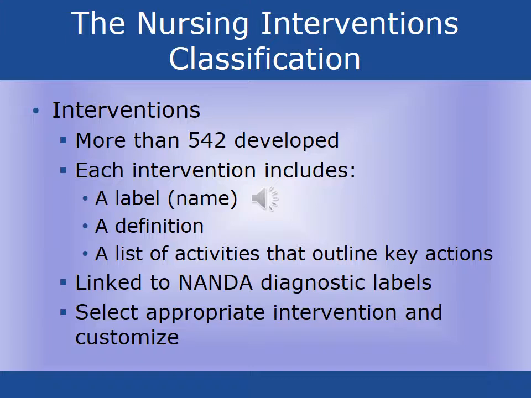So when looking at the nursing intervention classification and just wrapping up this lecture, what's important to remember is that there's more than 542. You'll find some of these in your textbook. You'll find them in nursing care plan books, and they all come from the North American Nursing Diagnosis Association, and it always includes a label. That's the name, that's the NANDA. It always includes a definition and a list of activities that outline key actions, and these activities are your interventions. These are the things, evidence-based, that you do for your clients to help them reach a positive outcome. Remember, that's the key. We always want patients to have an improved level of health. They're always linked to a NANDA diagnostic label.